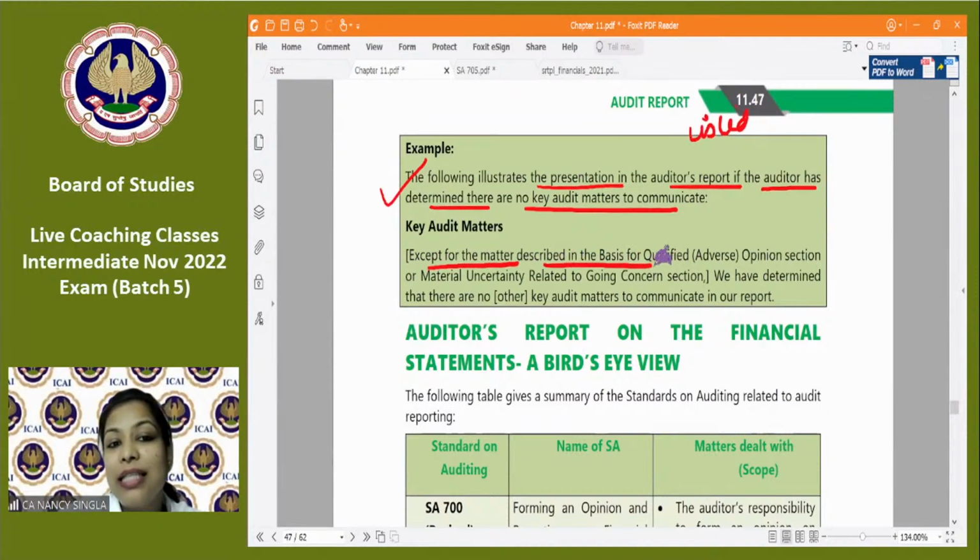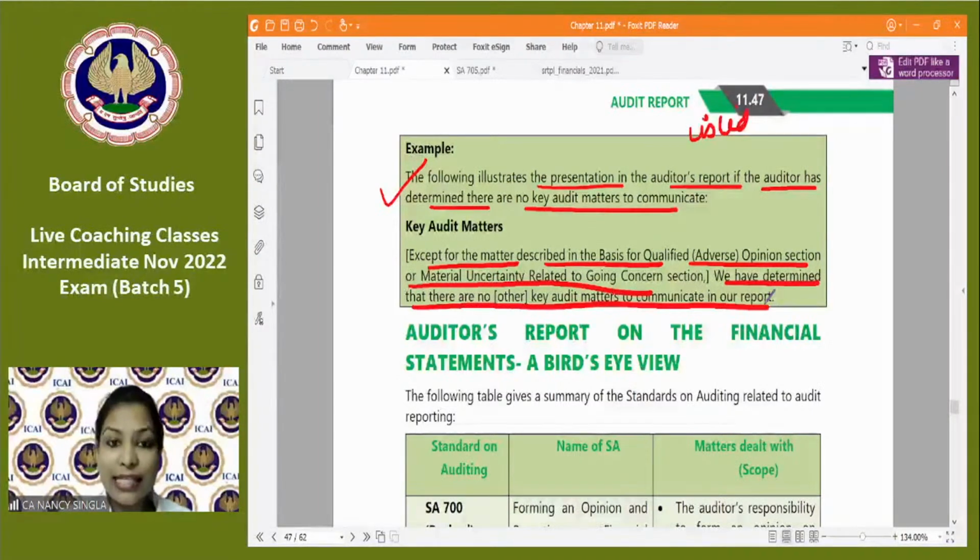Except for the matters described in the basis for qualified or adverse opinion section or material uncertainty, we have determined that there are no other key audit matters to communicate in our report. Like, except for the matters that we have discussed in the basis for opinion section or in the going concern section, there are no other key audit matters. The auditor needs to mention it.